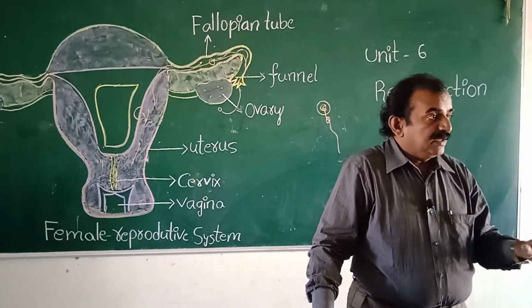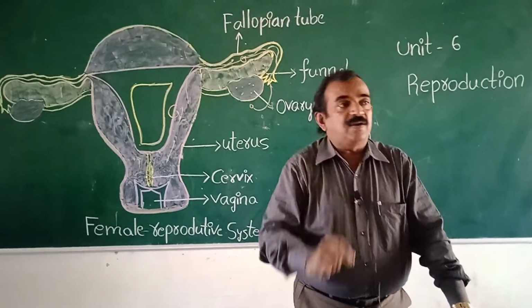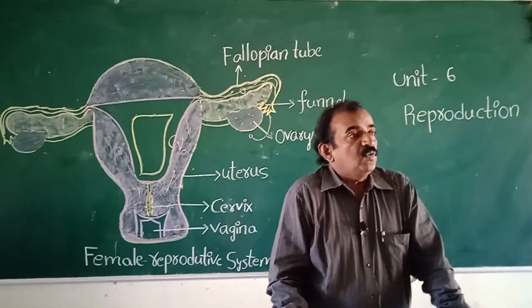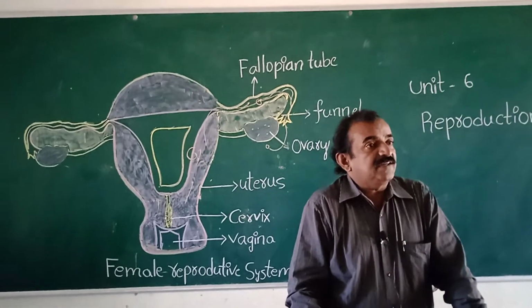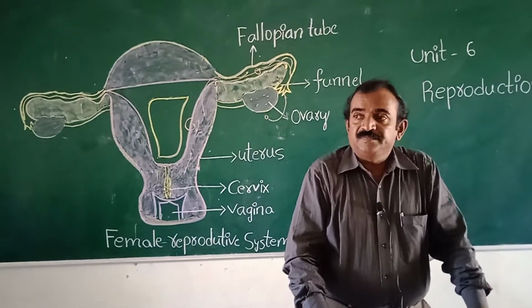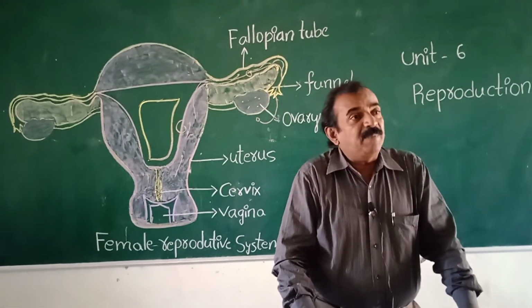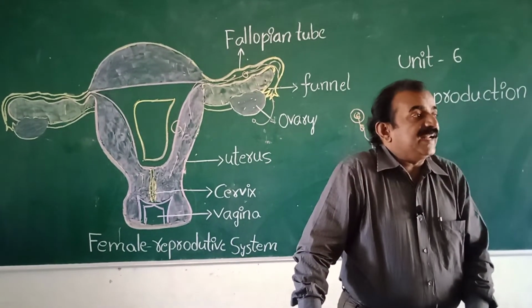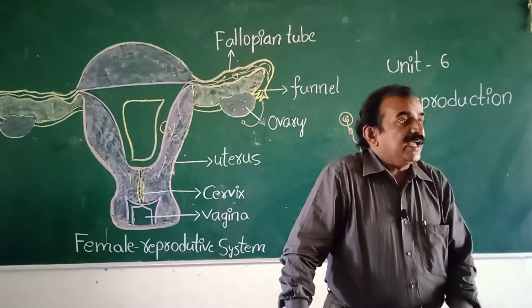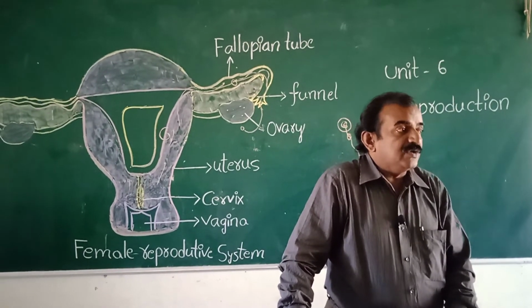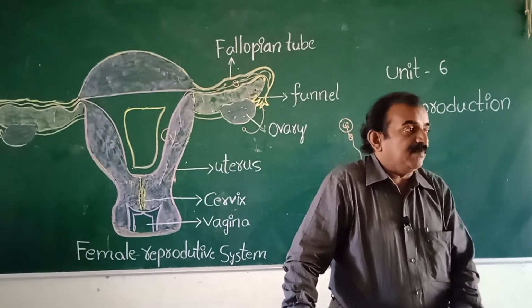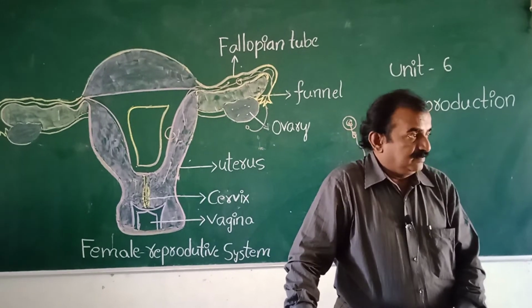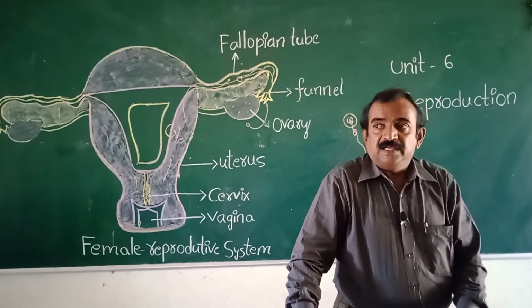Okay? Now I am asking again one question. Where does fertilization take place in case of females? What is implantation? The zygote gets attached with the walls of the endometrium of the female uterus, that is called implantation. Page number 125. Okay. Thank you.